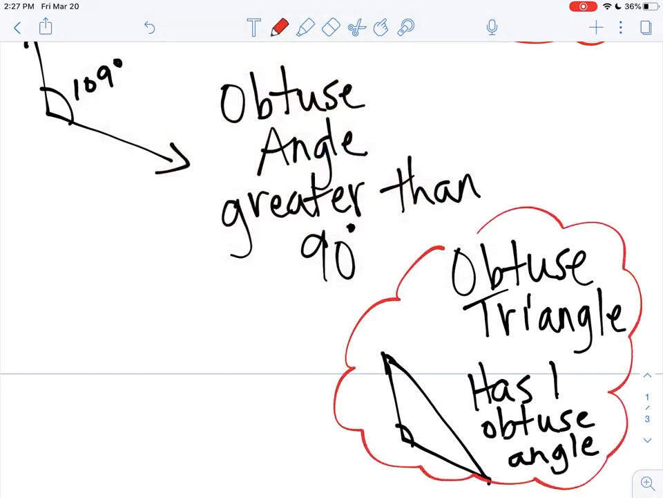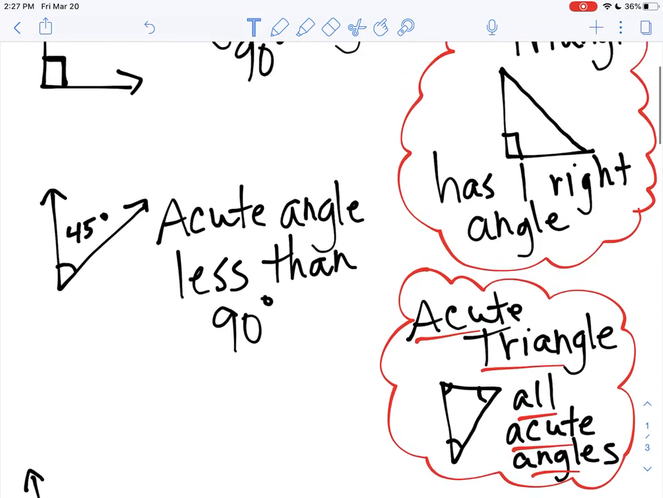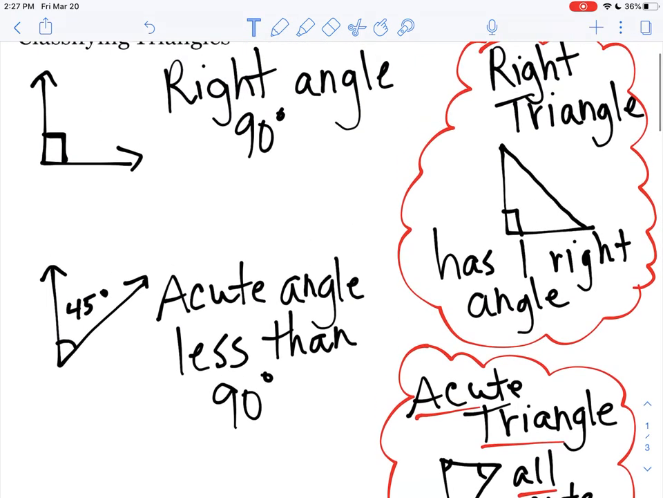So, just to review, we have our obtuse triangle that has one obtuse angle. We have our acute triangle where it has all acute angles, so all the angles are less than 90 degrees. And then the one that is most people's favorite is our right triangle. And it's really easy because it has one right angle.